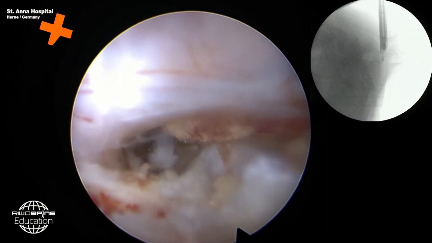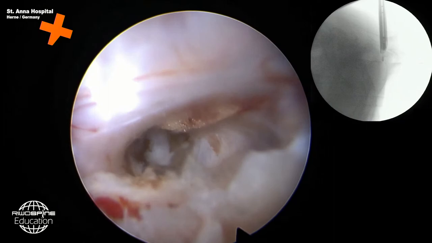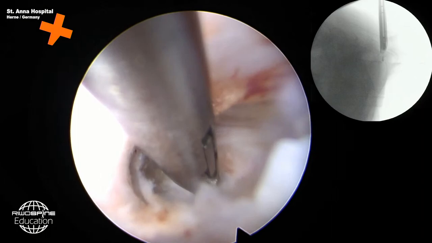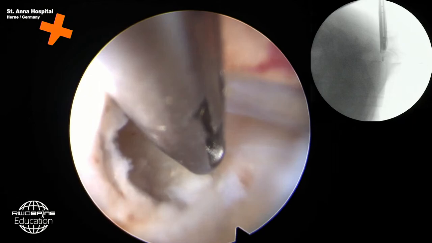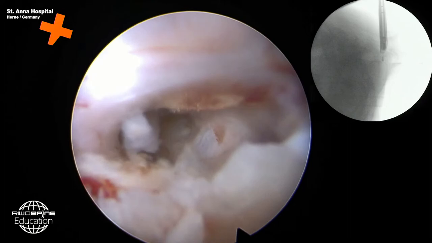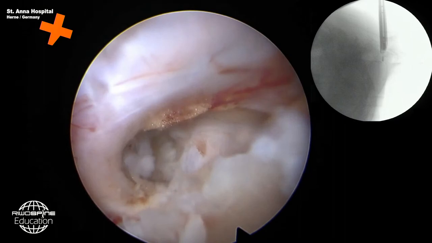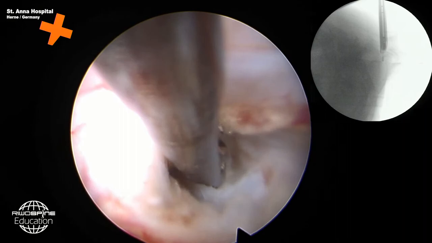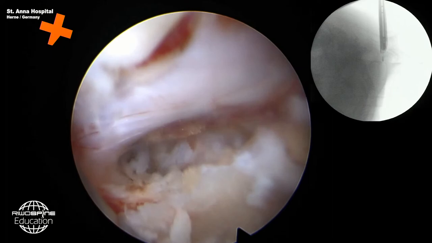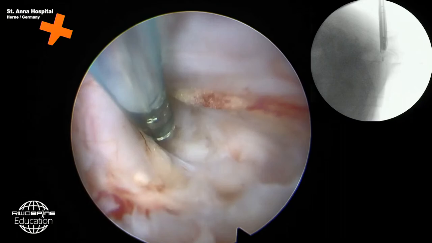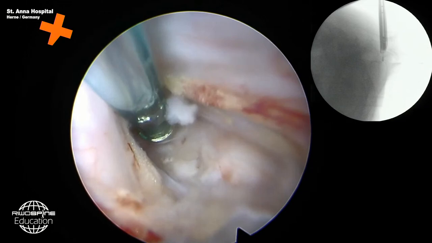So now we have to prepare a little bit more to the medial aspect. So it is allowed to mobilize the neurostructure. Rongeur fine, yeah. But it's not allowed to mobilize the cervical myelon, of course. Electric, please. Some old material here. The small rongeur, please.